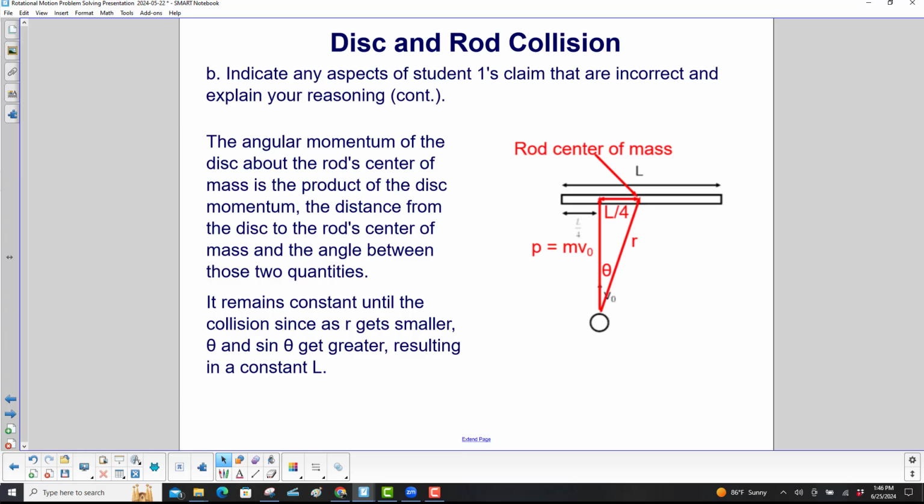The angular momentum of the disk about the rod's center of mass is the product of the disk momentum, the distance from the disk to the rod's center of mass, and the sine of the angle between those two quantities. It remains constant until the collision, since as r gets smaller, as it gets closer and closer to the rod, theta and sine theta get greater, resulting in a constant angular momentum.